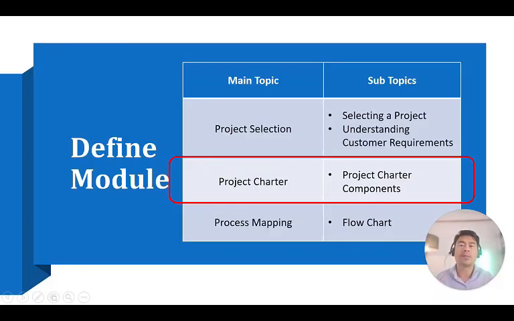And there you have it. That's the first part of the module for Define. We've gone through different requirements in terms of how you trigger a project and understanding customer requirements. The second part of this module is about the project charter. This is a blueprint that you look at when you want to launch a Lean Six Sigma project.